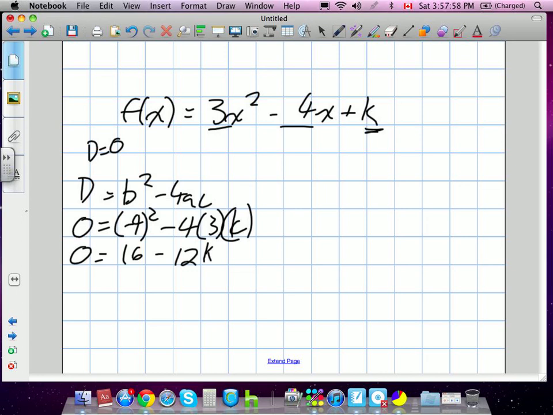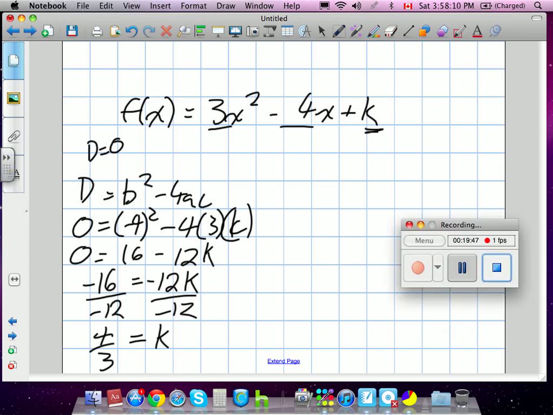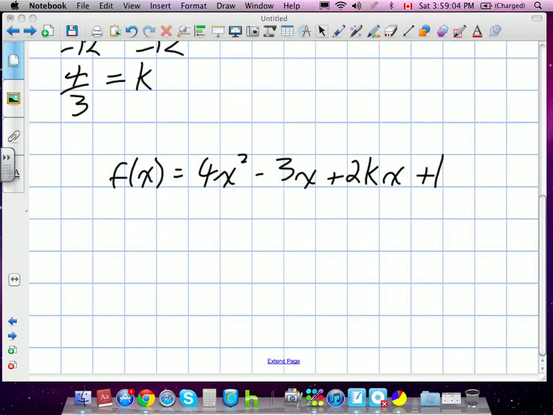So I turn that into a k. I'm now left with 0 equals 16 minus 12k. I bring 16 to the other side. Negative 16 is equal to negative 12k. I divide both sides by negative 12. K equals 4 over 3.